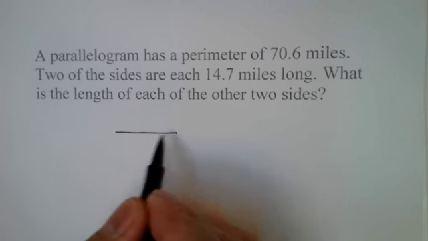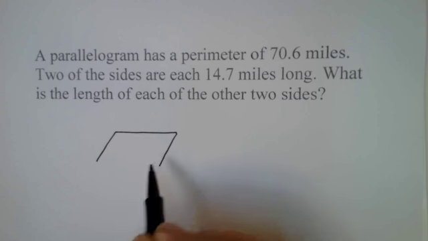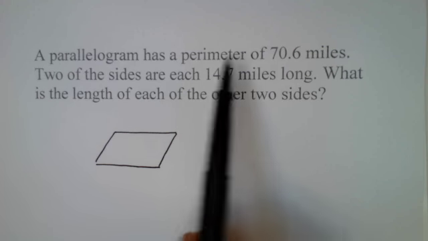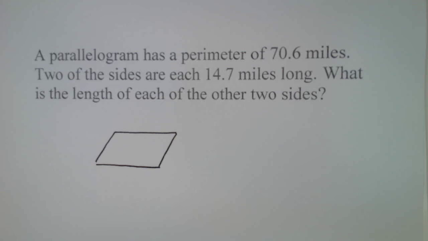Again, if it doesn't give you a picture, draw a picture. Simply draw a simple parallelogram. Draw something that has 4 sides. We're going to label those sides. It doesn't have to be perfect. This is a problem where it gives you the perimeter. It is giving you the perimeter. I have to label the sides.